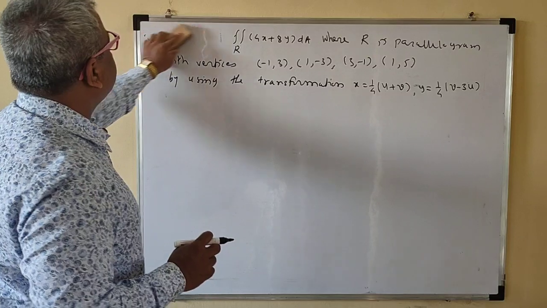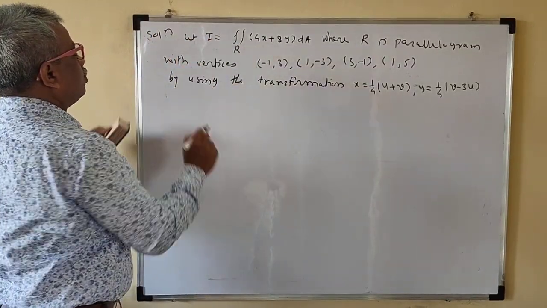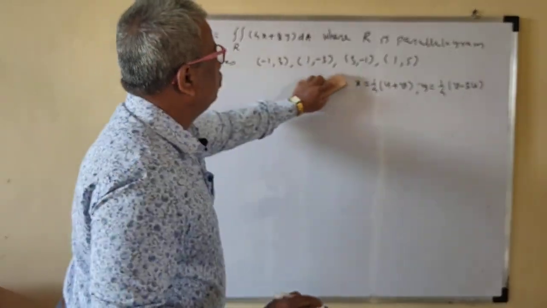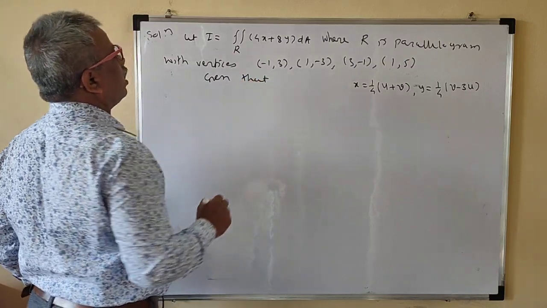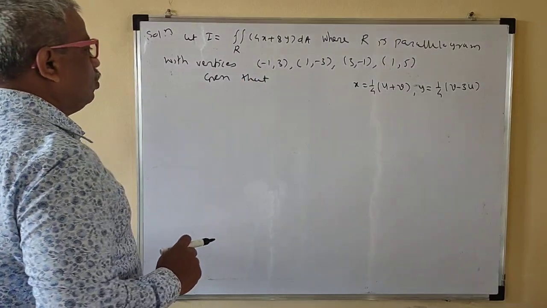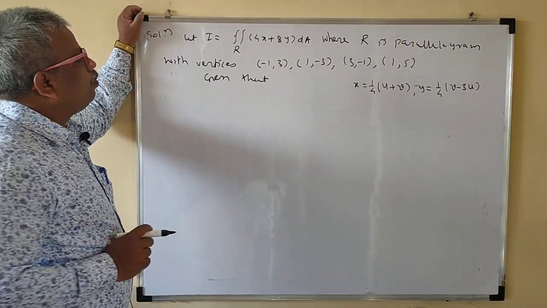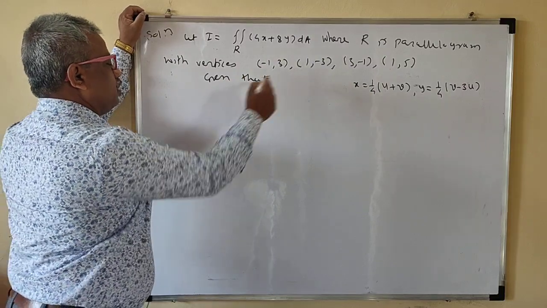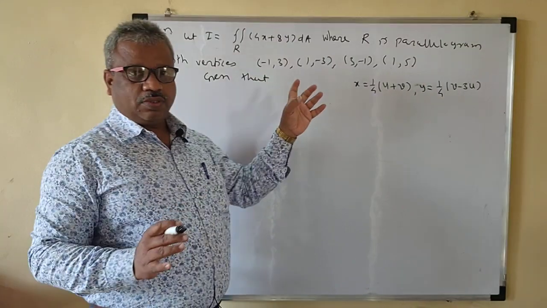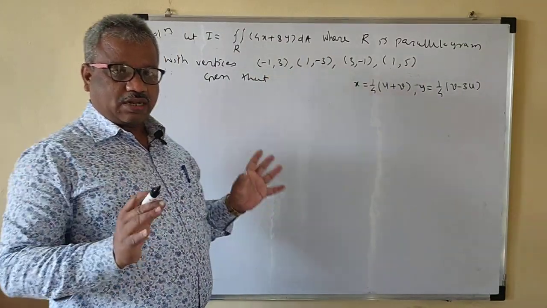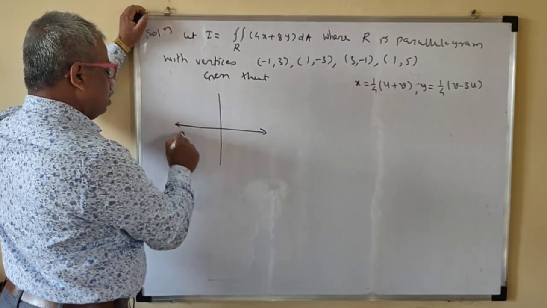Solution. Let R be this region. Given that x is equal to 1/4 u and y is equal to 1/4 (v minus 3). First we'll draw this region, because here you want to find the curves, that means R is bounded by curves, and you have to find them. So we'll draw a diagram for this.